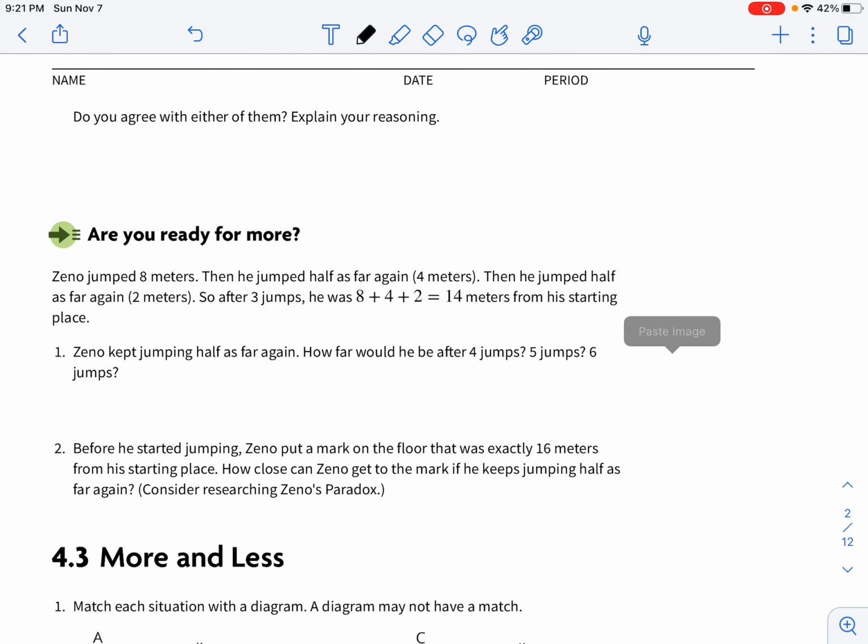So that answers that one. Do you agree with either of them? Explain your reasoning. So yes, they're both correct. It's the same equation, just written a little differently.